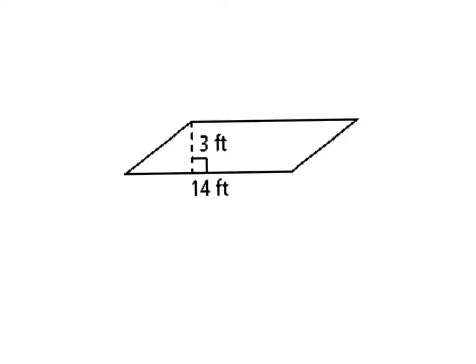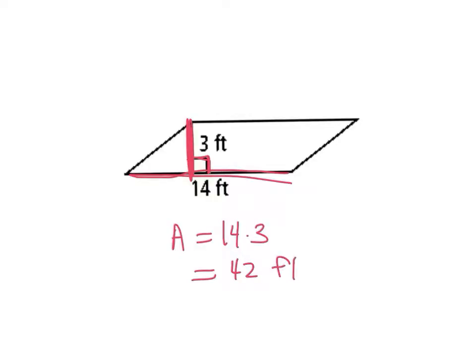In this problem, we have 2 dimensions, this 3 and this 14, and they are perpendicular because they make that right angle. So since they're perpendicular, they are the base and the height. So the area of this parallelogram is 14 times 3. So multiplying those together, we'll get 42 square units, or in this case, square feet.